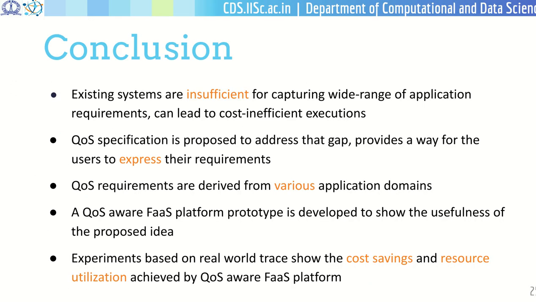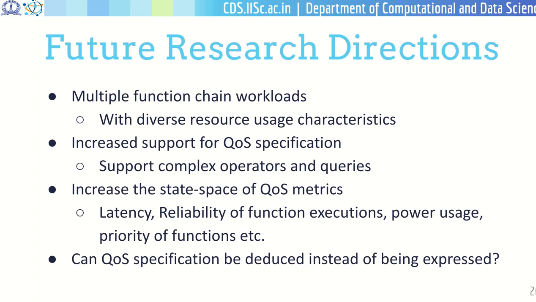So existing platforms are insufficient in capturing a wide range of application requirements, and it can lead to cost inefficient execution. The QoS specification is proposed to address this gap, and it provides a way for the application to express its requirements. QoS requirements are derived from various application domains which have adopted FaaS, and a simple QoS aware FaaS platform prototype is developed to show the usefulness of the proposed idea. And the experiments based on real world traces show the cost savings and resource utilization achieved by the proposed ideas.